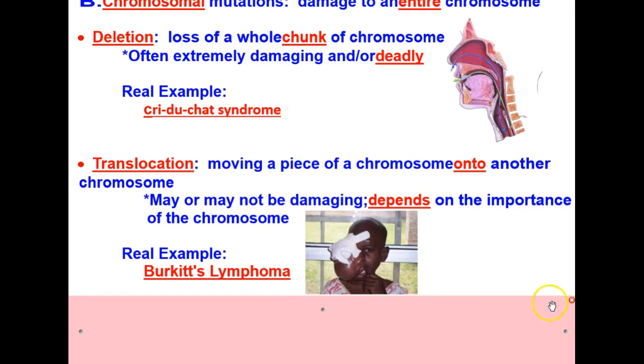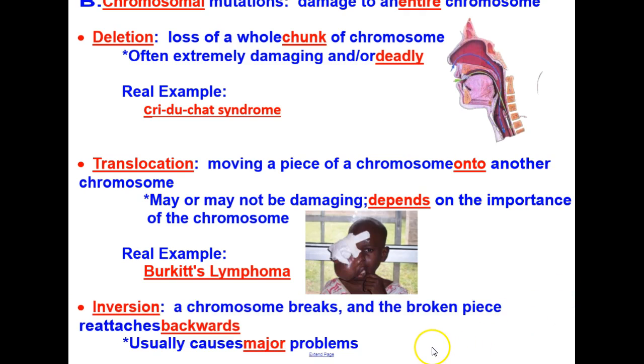The third type of chromosomal mutation we're going to discuss is inversion. In inversion, a chromosome breaks and the broken piece reattaches backwards. And this, as you can imagine, causes major problems. All right, let's take a look at another video in which our amoeba sisters are going to cover some of this, in which many of these mutations are discussed and produced in animation.